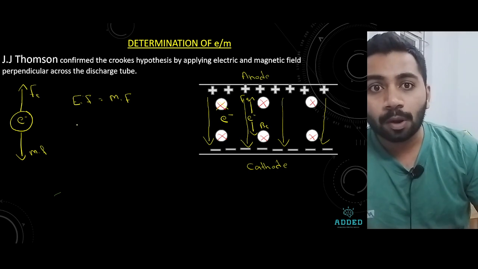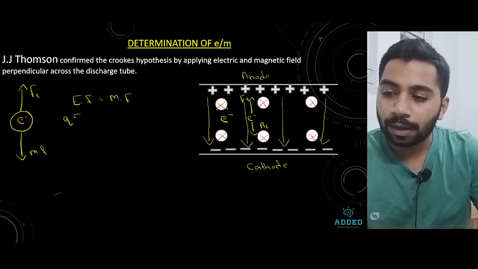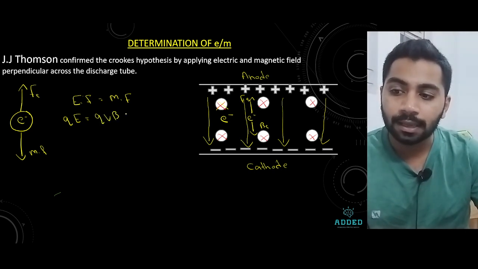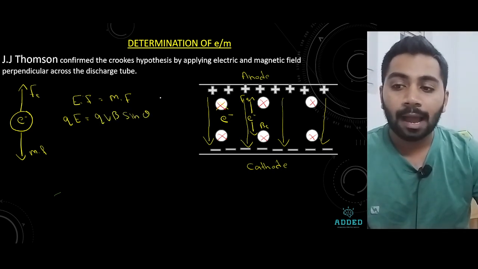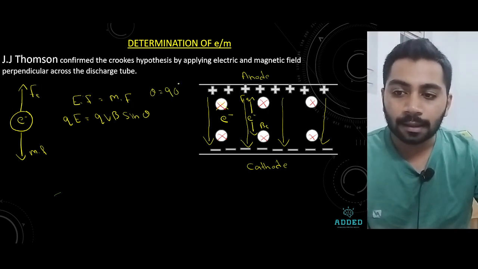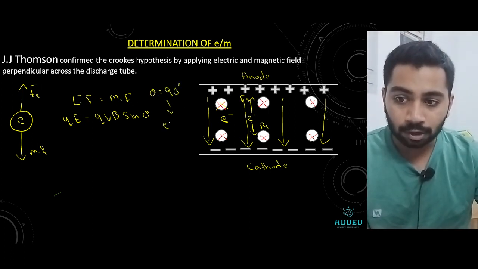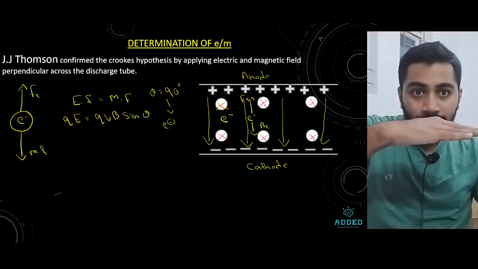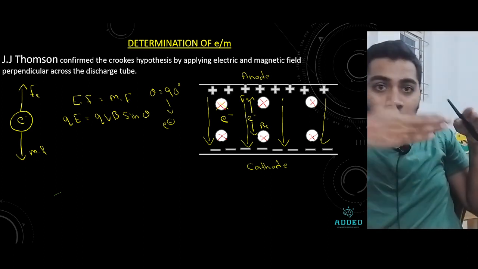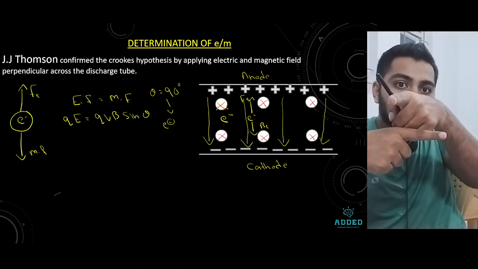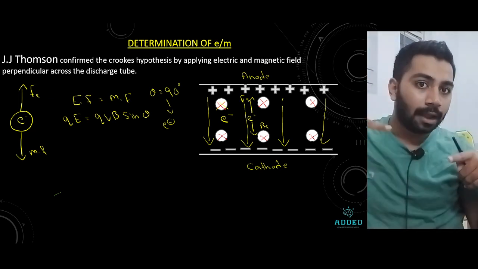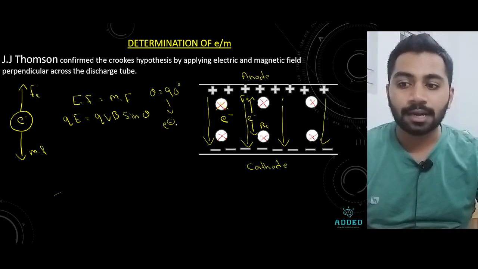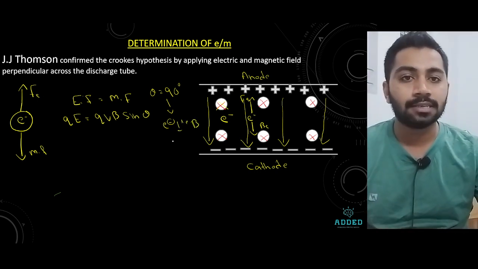Yes, we can say that. And you know the electric force is equal to qE, while the magnetic force is equal to qvB sin theta. And this theta is equal to 90 degrees, because the electron is moving like this and the magnetic field is like this. They are perpendicular, so it is 90 degrees. So what happens?